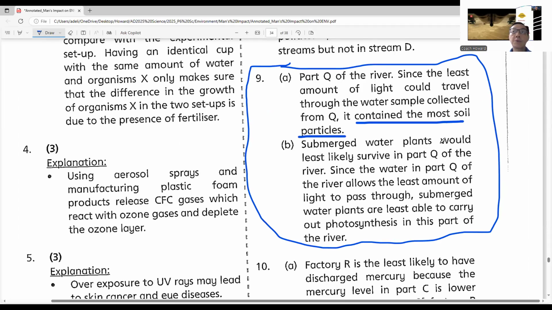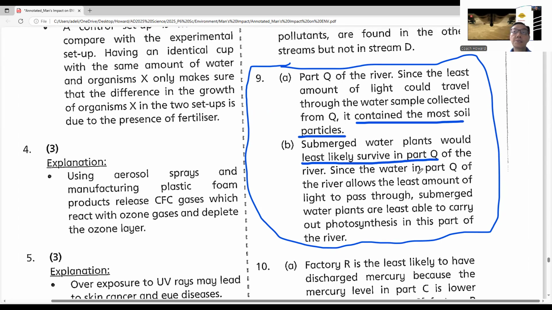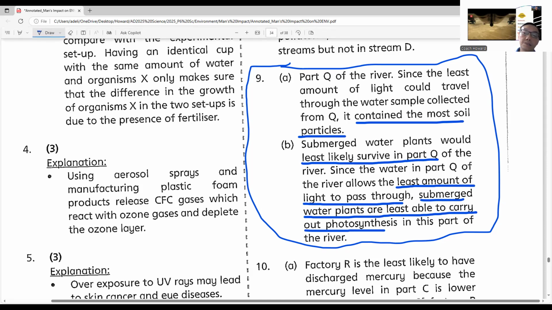Submerged water plants would be least likely to survive in part Q, since the water in part Q allows the least amount of light to pass through, so the submerged water plants are unable to carry out photosynthesis. Or they say least able to carry out photosynthesis. So that's why they are least likely able to survive. Okay, let's continue to the next question.